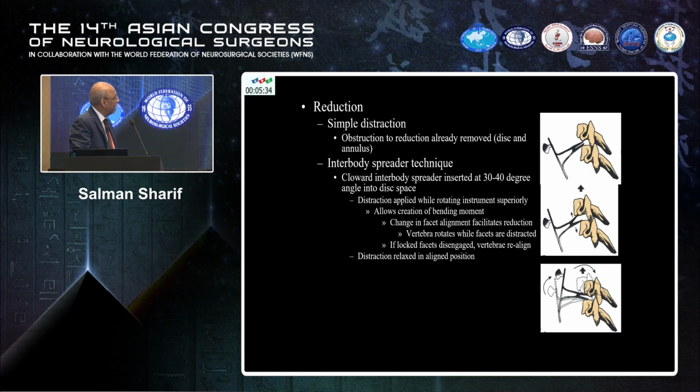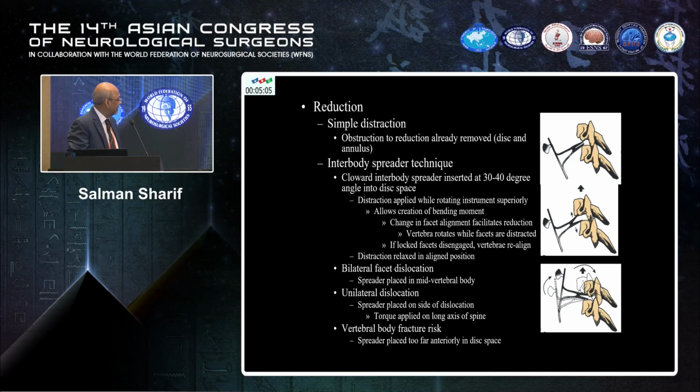Reduction: simple distraction could do that. Interbody spreader, I've taken this from Ed Benzel's book. The interbody spreader is inserted at 30 to 40 degrees into this space. You don't want to be making it too short, otherwise you'll break the vertebra. Distraction is applied while rotating the instruments superiorly, so you bring it up and rotate at the same time. If it's unilateral, you'll get disengaged on that side. Whichever side is dislocated, that's the side you put the distractor. For bilateral facets, the spreader is placed in the middle of the vertebral body, with one on each side.